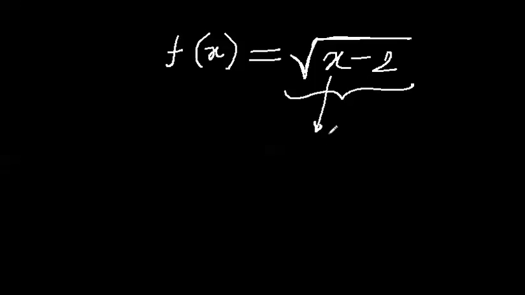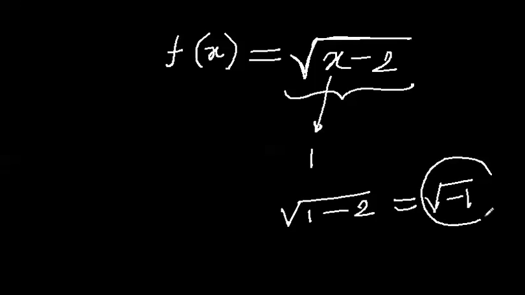What about less than 2? If you put a value less than 2, say 1, what is the answer? The answer is going to be root over 1 minus 2, the square root of minus 1. Now again, there is a problem. If this is a real function, you cannot have a negative number under the square root sign. So in this function f of x, x cannot take values which are less than 2.